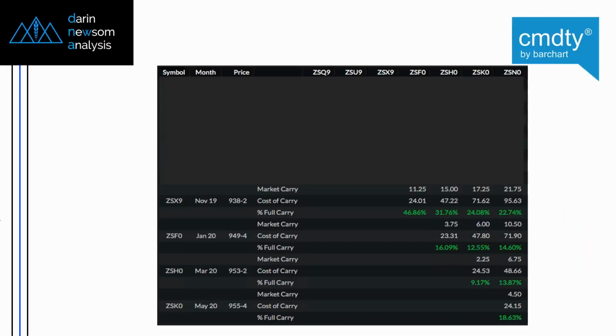So besides just the spreads, now we have to know how to read those spreads, what they're telling us, and we can do that with one of Barchart's tables here that shows us calculated full commercial carry. So next chart, please, Michael.